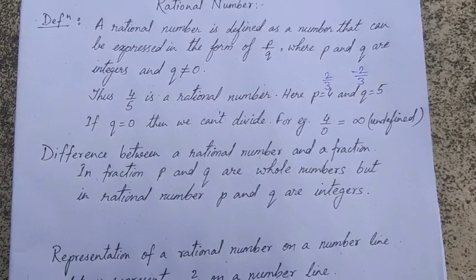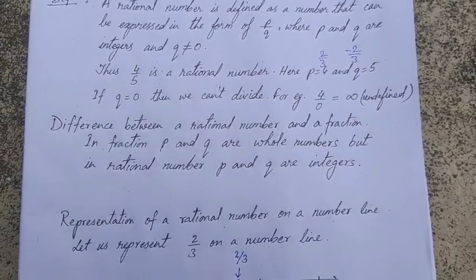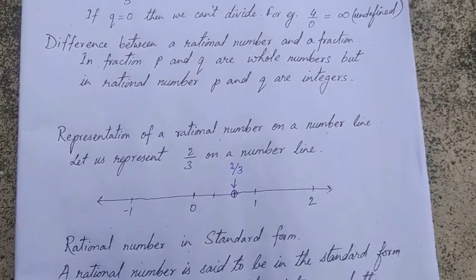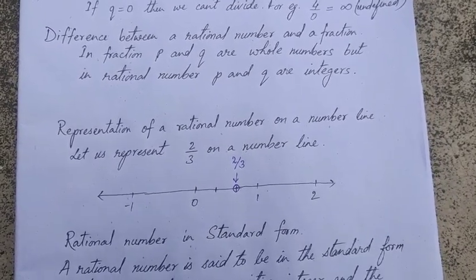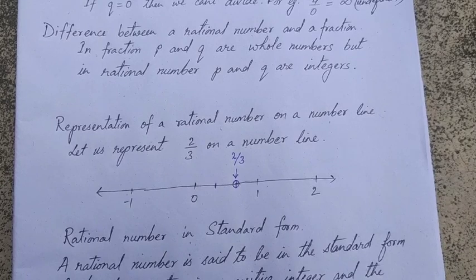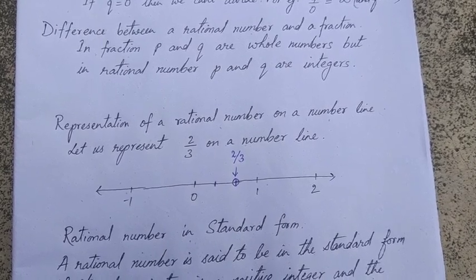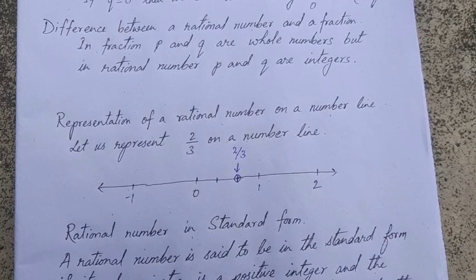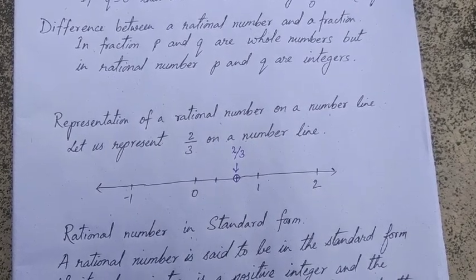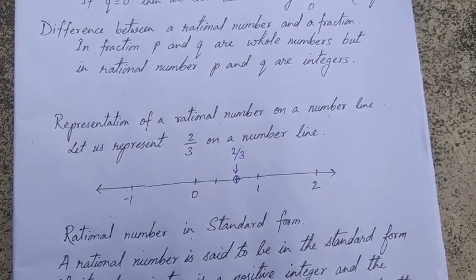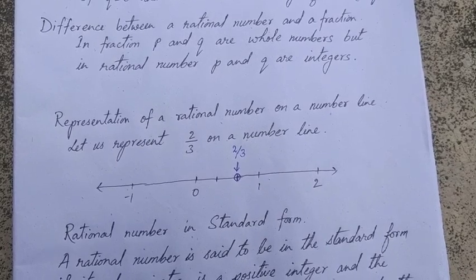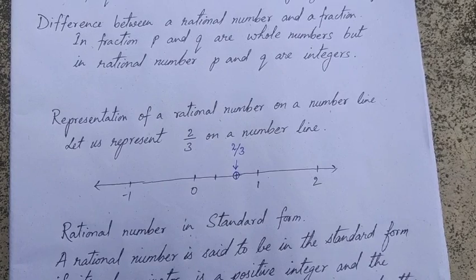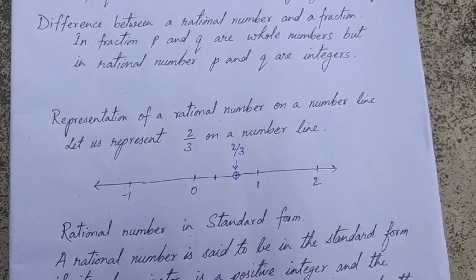Okay, next let us come to this part, representation of a rational number on a number line. So now we have to represent a rational number on a number line. You all know how to draw a number line. We have to draw a straight line. We have to put arrows on both the ends. The arrow represents that it is a line. So if you won't put the arrow, then it will be wrong. Then suppose we have to represent 2 by 3 on the number line.